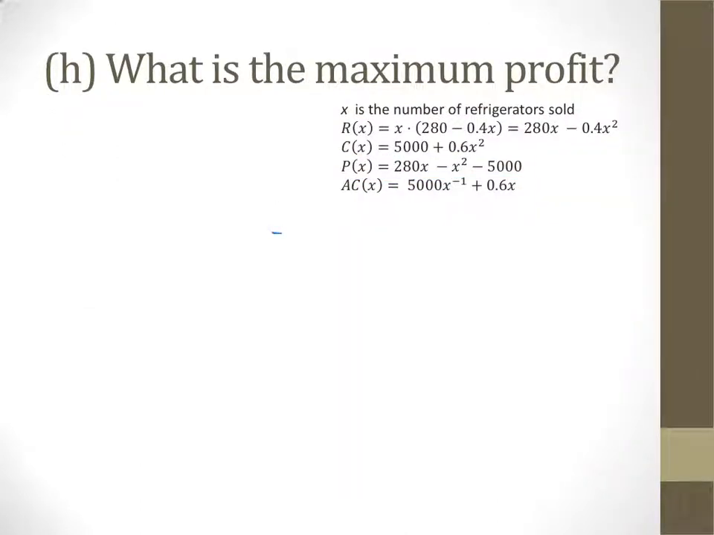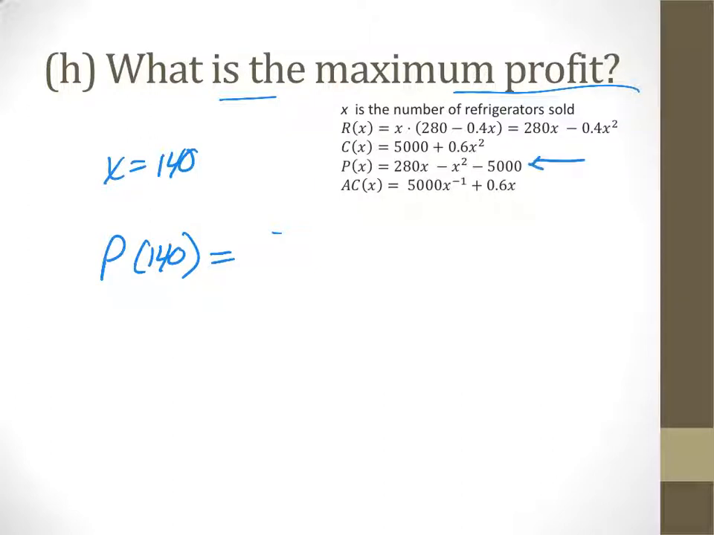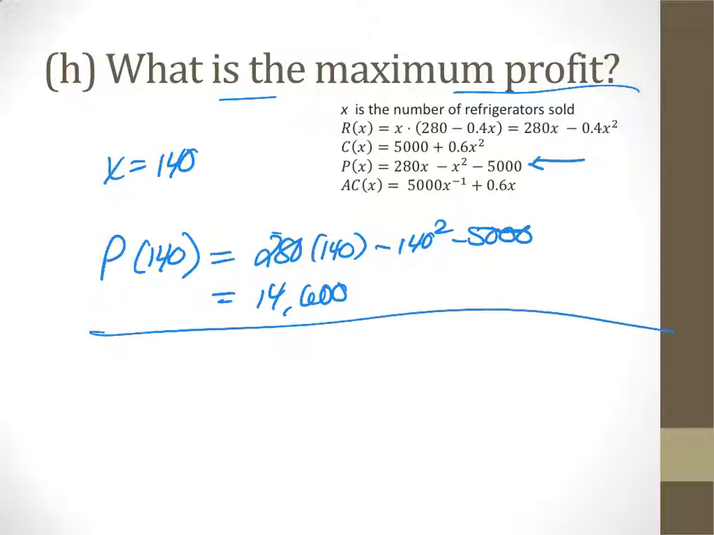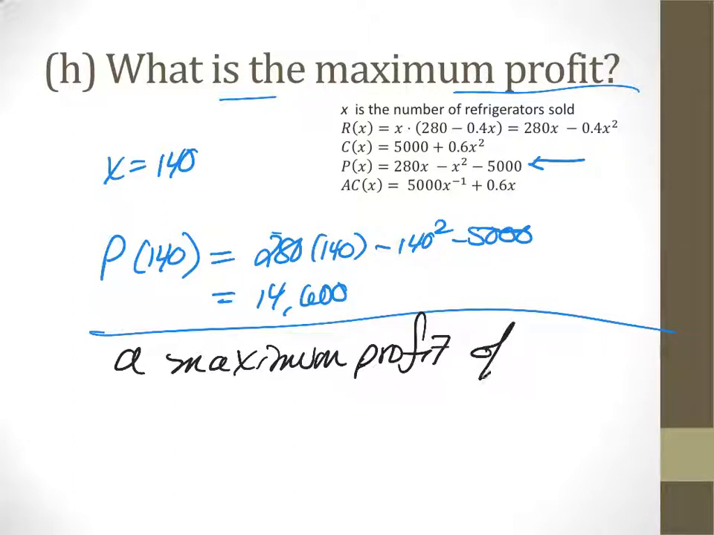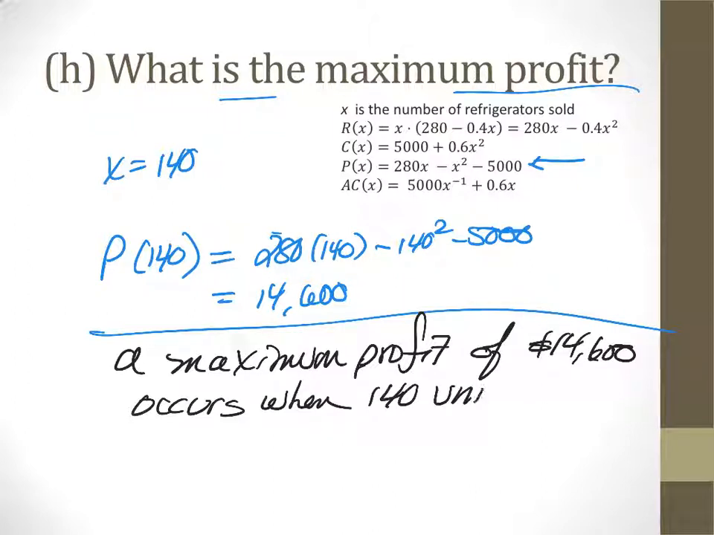One last question. What is the maximum profit? Remember, our critical value was 140. We want to know the profit at 140, so go ahead and substitute that in using the profit function. 280 times 140 minus 140 squared minus 5,000. That's going to get us 14,600. And our final answer then is a maximum profit of $14,600 occurs when 140 units are sold.